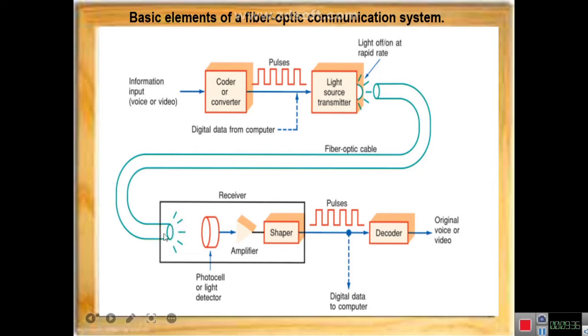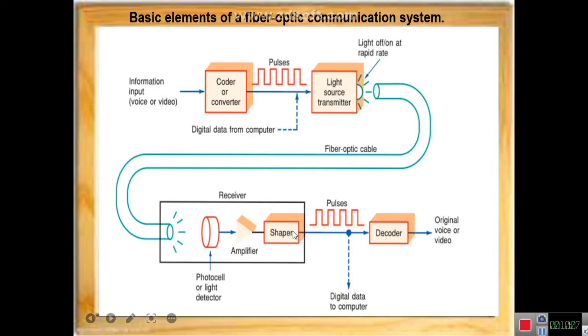Now, on the receiver side, si photocell, which is also known as light detector, ang mag-receive ng light waves from optical fiber cable. It converts the light pulses to an electrical signal. The electrical pulses are amplified using amplifier and reshaped back into digital form.